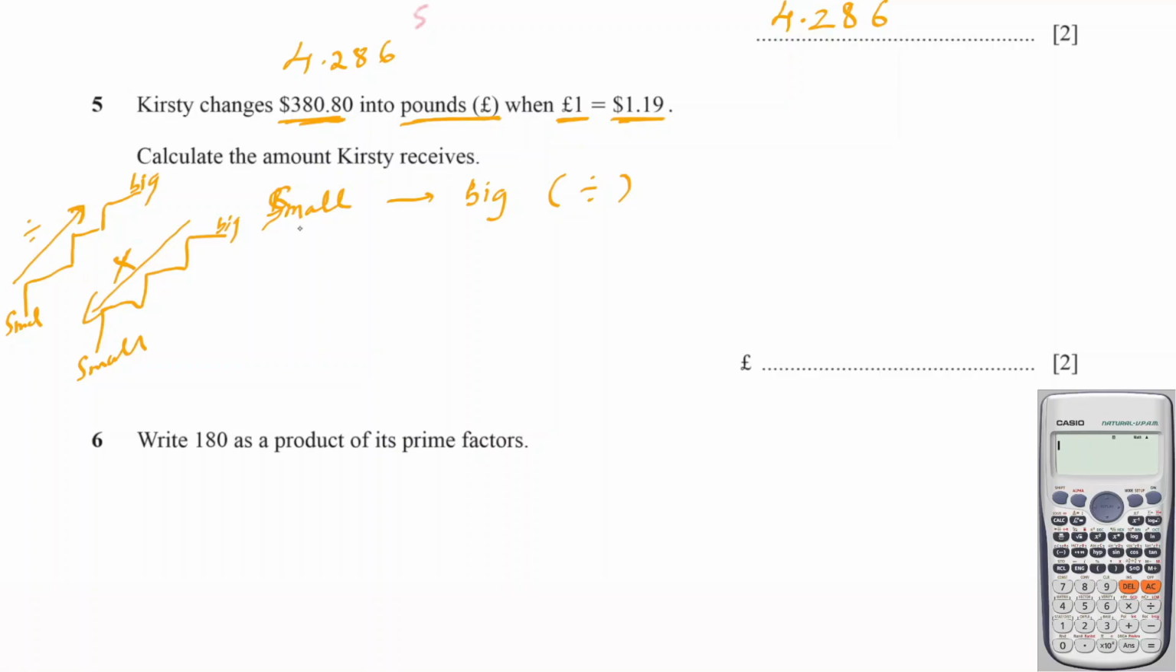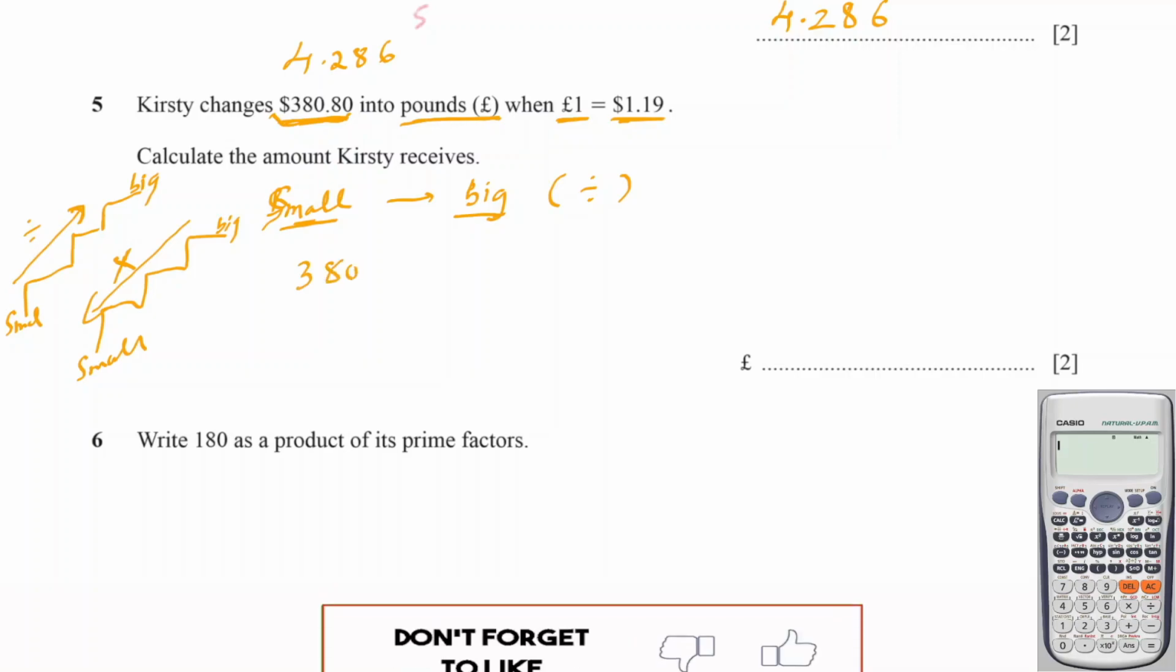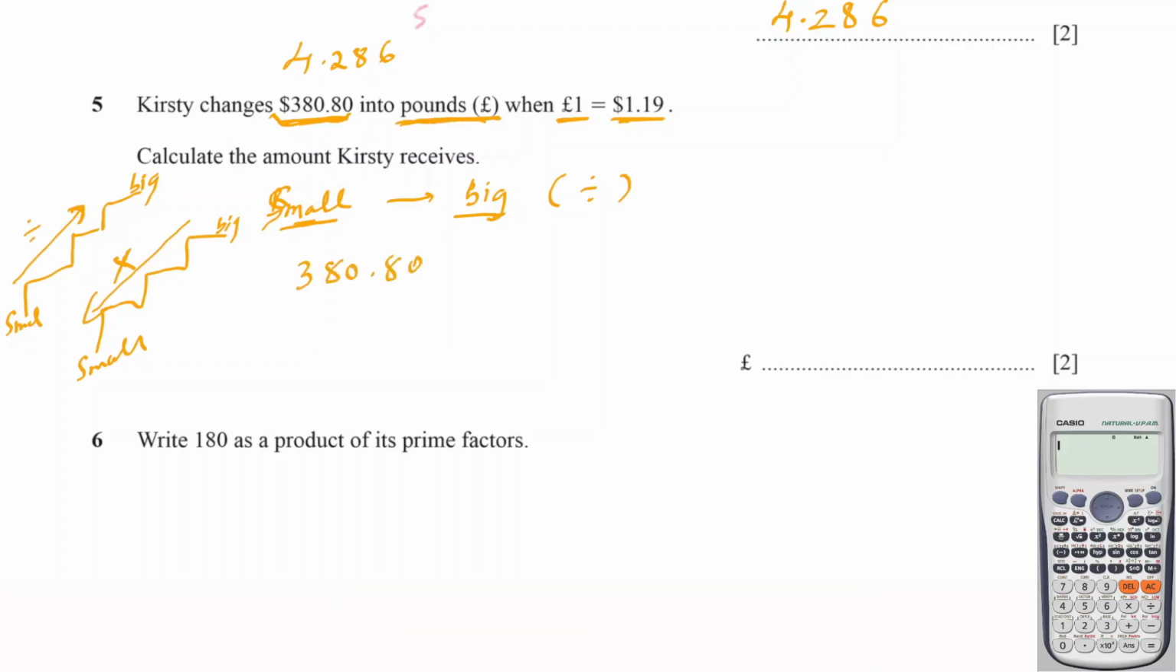So if you are changing a smaller currency to a bigger currency, because the dollar is smaller, you're converting 380.80 to pounds. The pound is the stronger currency, so we have to divide, right? Smaller currency to bigger currency, we divide by 1.19. So what is my division? Let's check the calculator. 380.80 divided by 1.19 gives you 320. So she will receive 320 pounds.